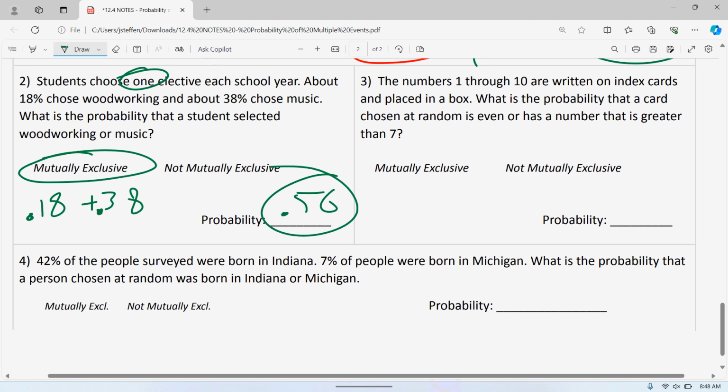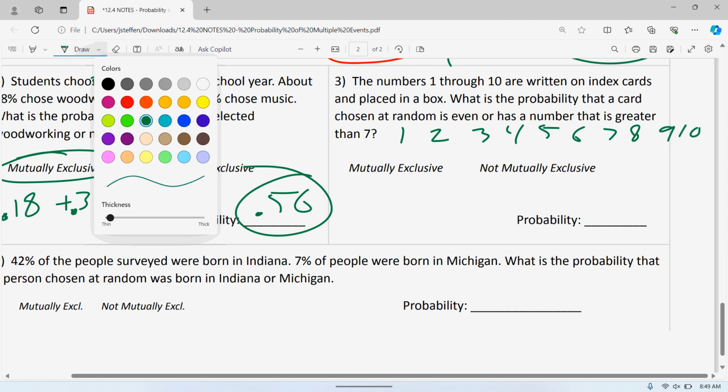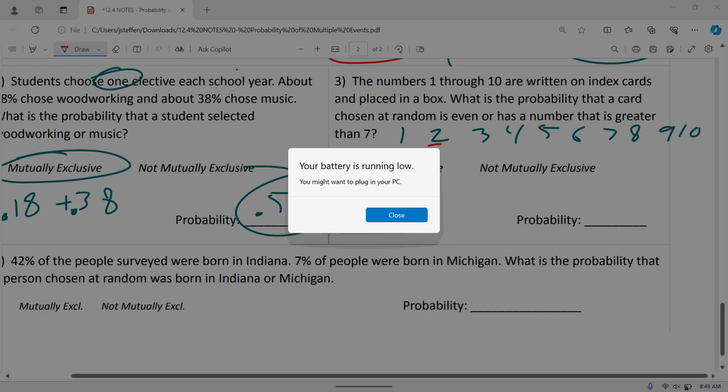The numbers 1 through 10 are written on index cards and placed into a box. What's the probability that a card chosen at random is even or has a number that is greater than 7? Are there any numbers that are even that are also greater than 7? One way to do this is to list them out: 1, 2, 3, 4, 5, 6, 7, 8, 9, 10. The even numbers I'm going to underline: 2, 4, 6, 8, 10.